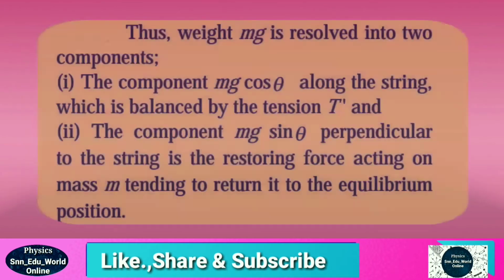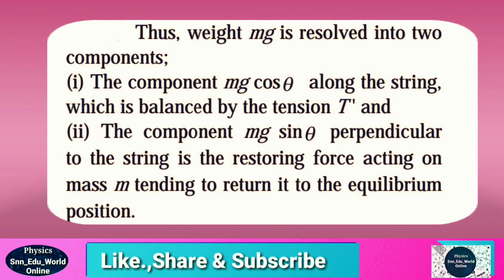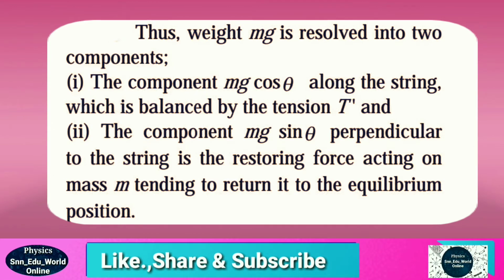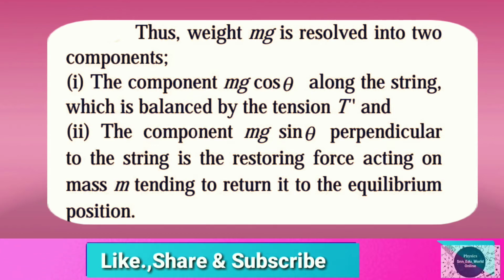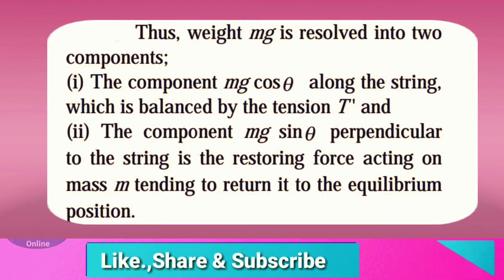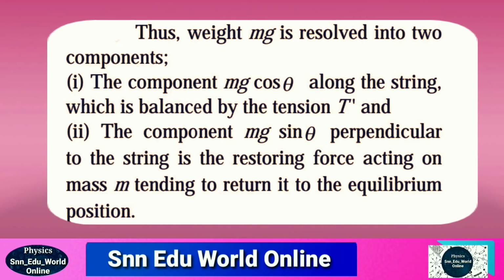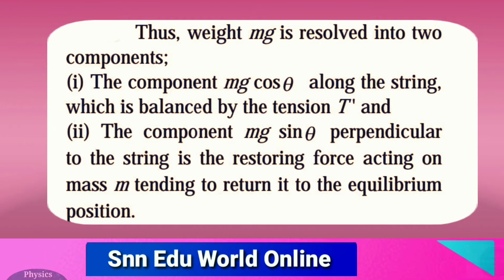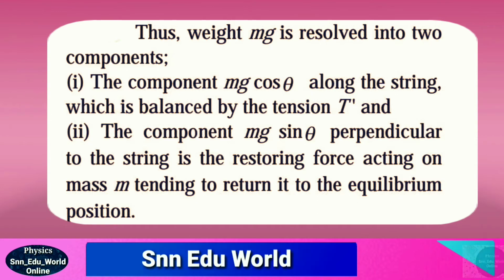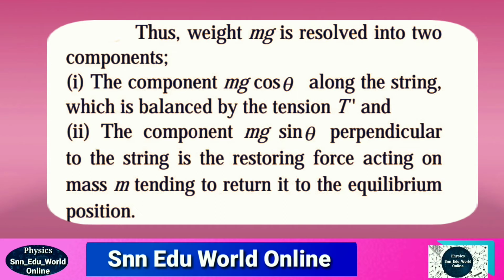Thus the weight mg is resolved into two components. The component mg cos theta along the string is balanced by the tension T' in the string towards the rigid support. The component mg sin theta perpendicular to the string is the restoring force acting on mass m, tending to return it to the equilibrium position. That means mg sin theta is the restoring force, which is always directed towards the mean position.